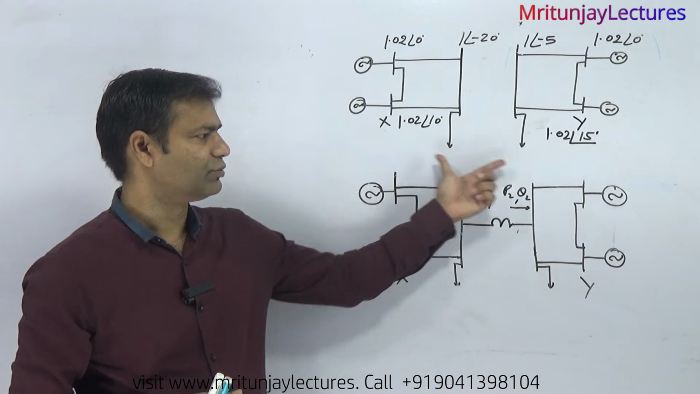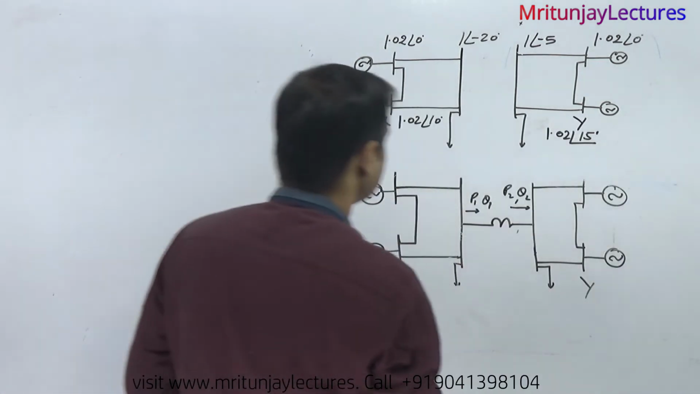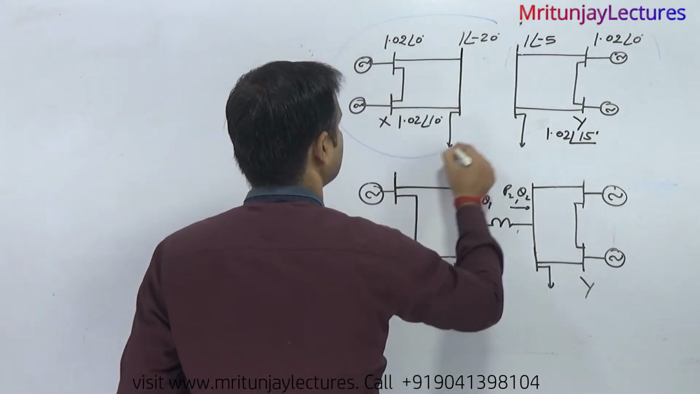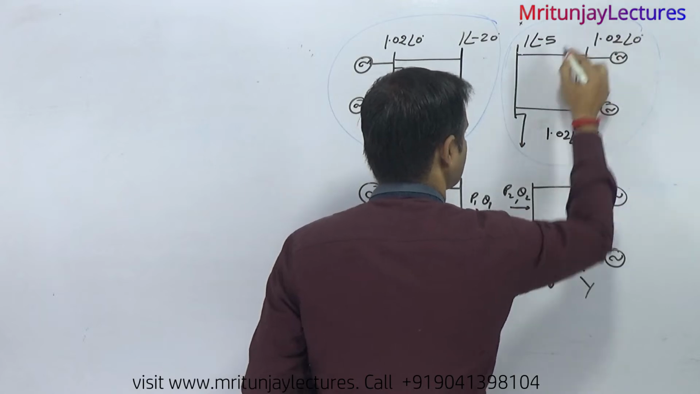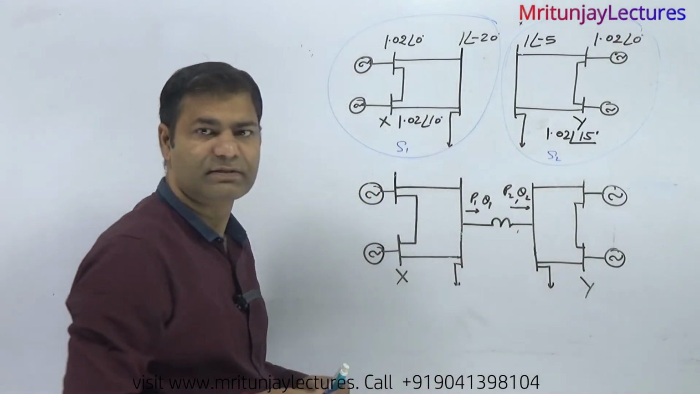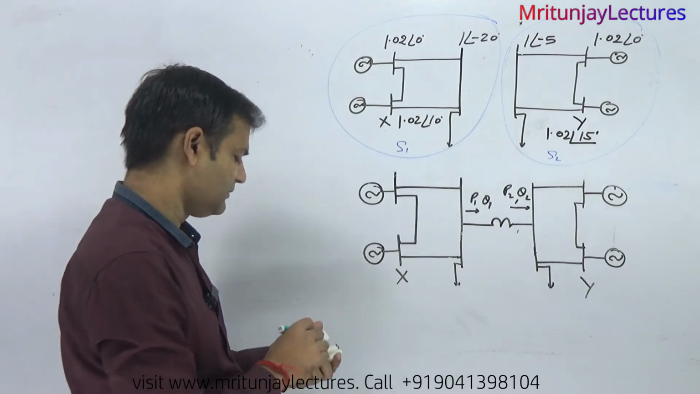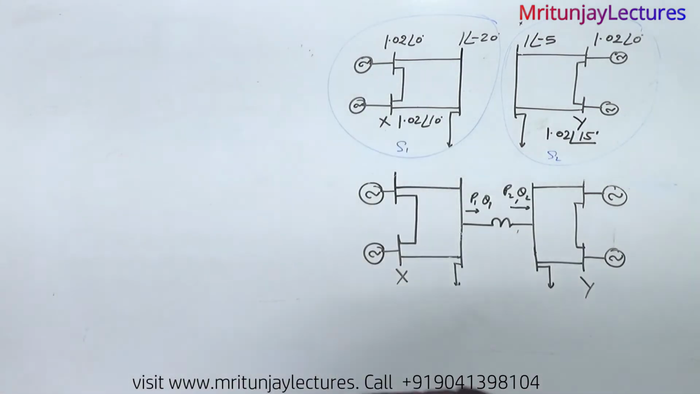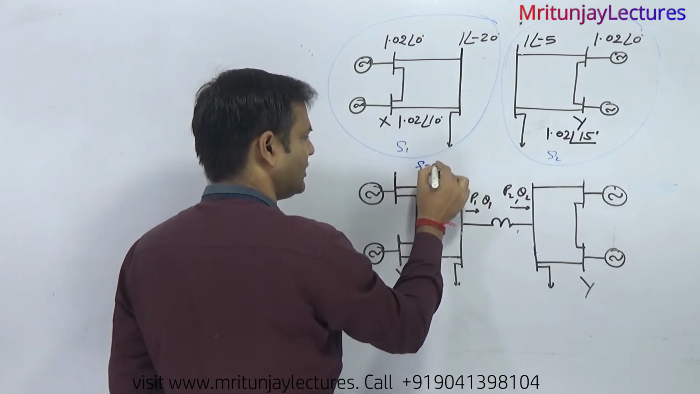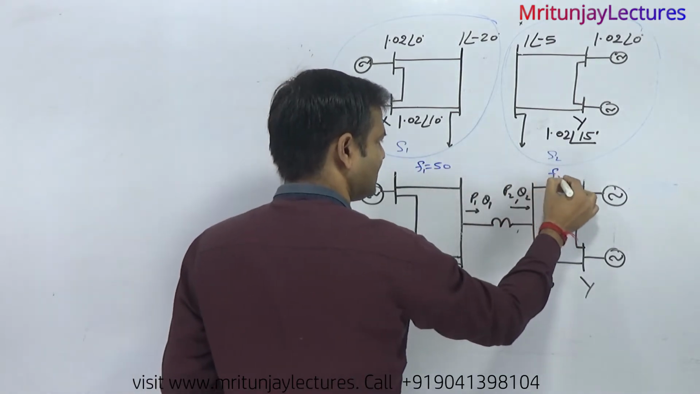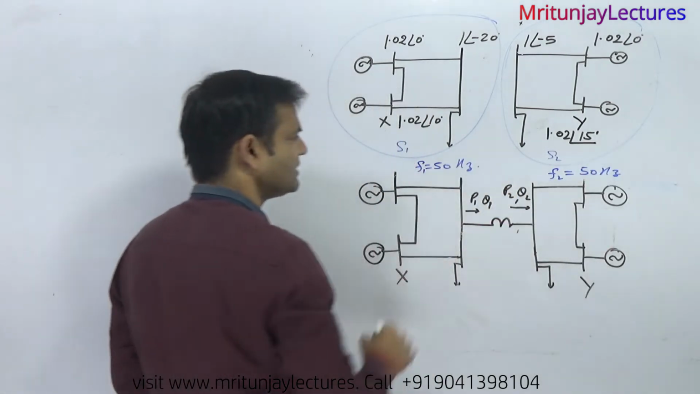So it is clear there are two isolated systems. Consider this isolated system as S1 and this one as S2. Both are isolated before interconnection and both are operating at the same frequency. If S1 is operating at 50 Hz, this one is also operating at 50 Hz, because according to the question they have the same frequency.